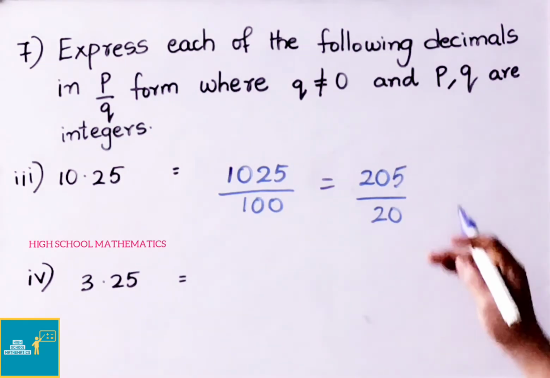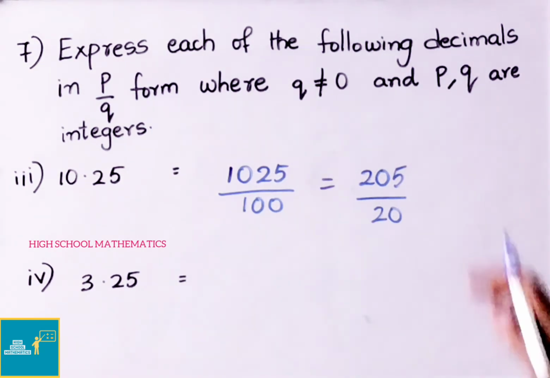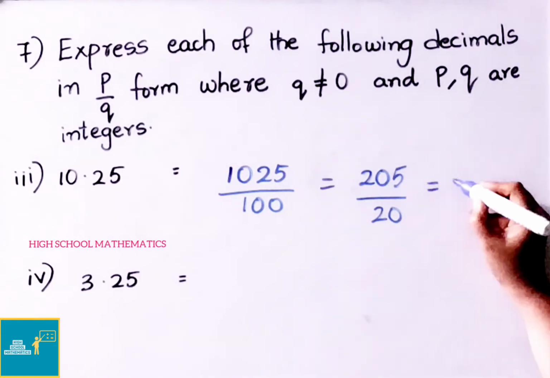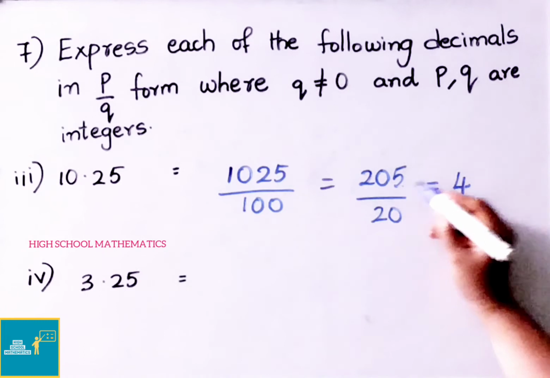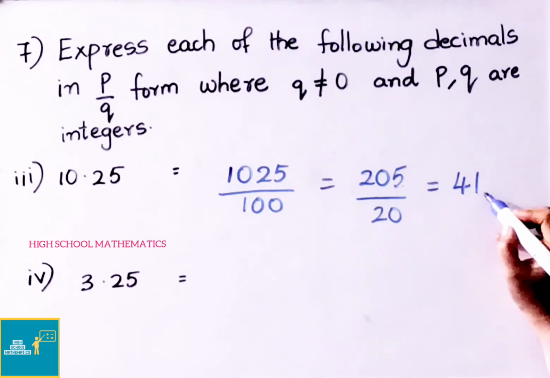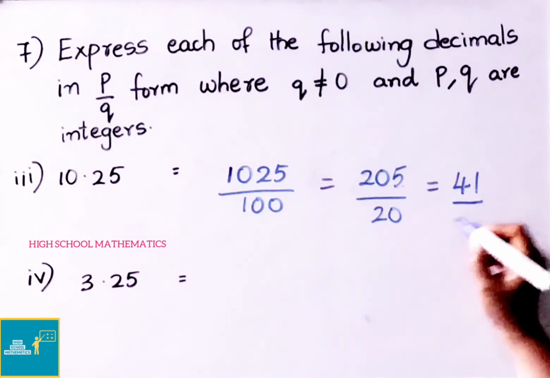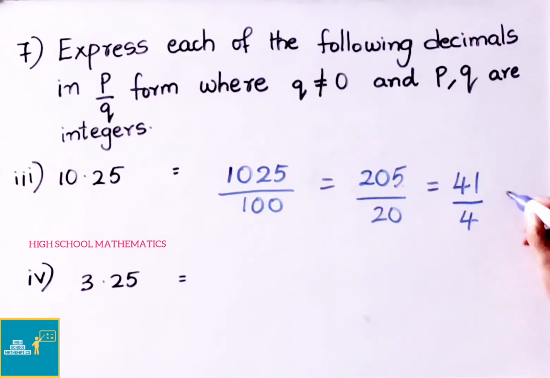Again this can be simplified by dividing both the terms by 5 again. 5 times 41 is 205 and 5 times 4 is 20. So the answer is 41 by 4.